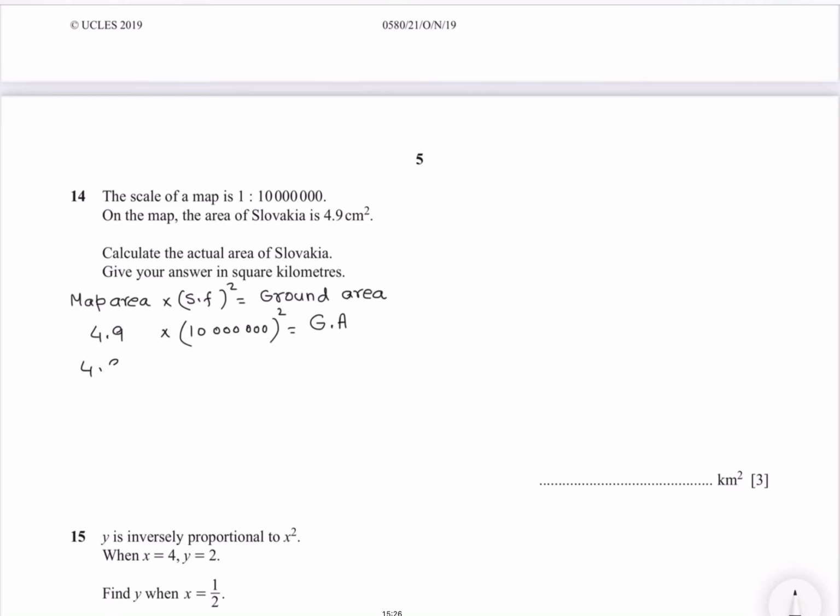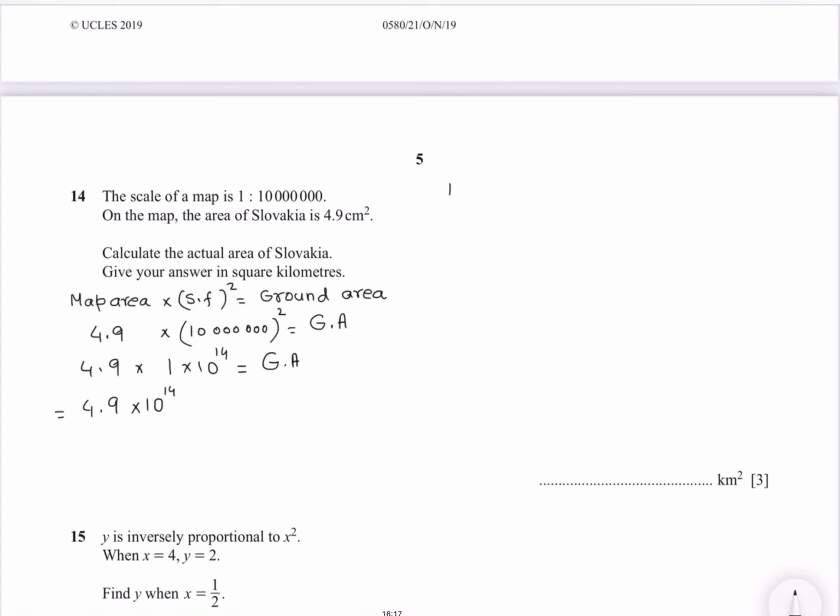Now 4.9 into the square of 10,000,000 is 1 into 10 power 14. So this is ground area. Now multiply 4.9 by 1 into 10 power 14. So it becomes 4.9 into 10 power 14.